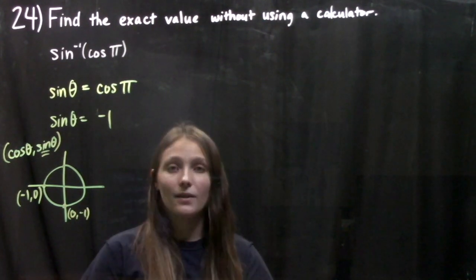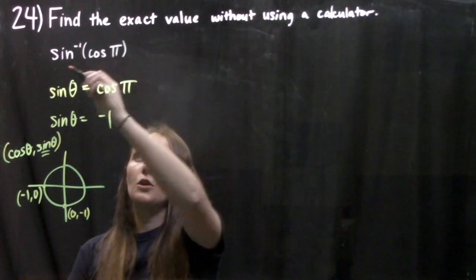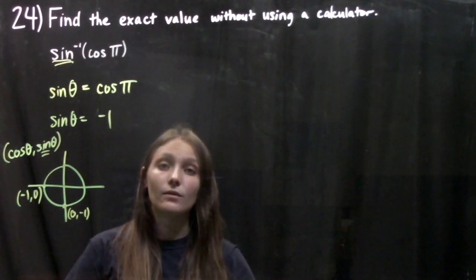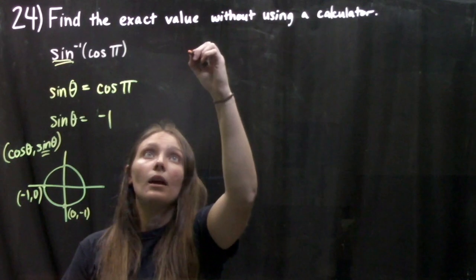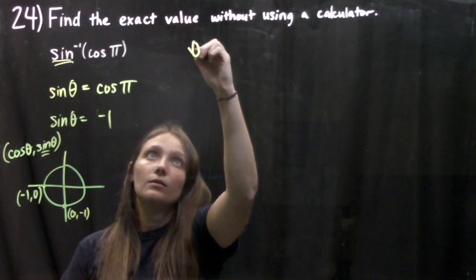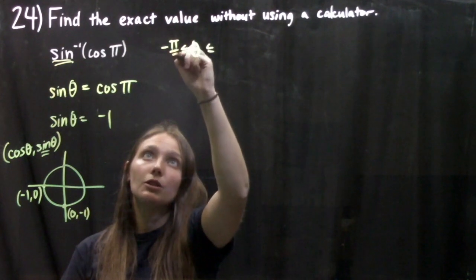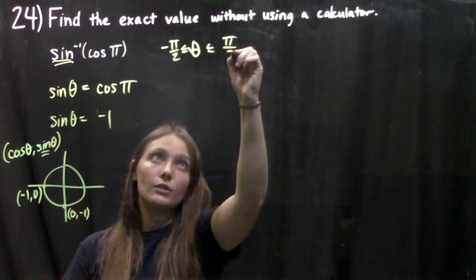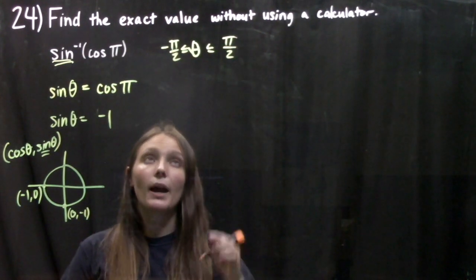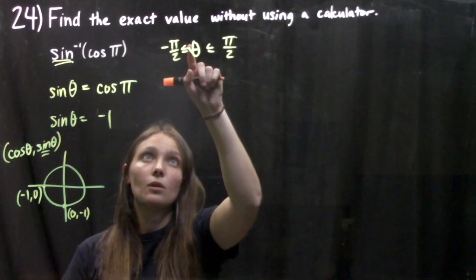But there's a stipulation we have to be aware of, and that's the domain of the inverse sine. So the inverse sine is valid for values of theta between -pi/2 and pi/2. So whatever answer we get must be within this range.